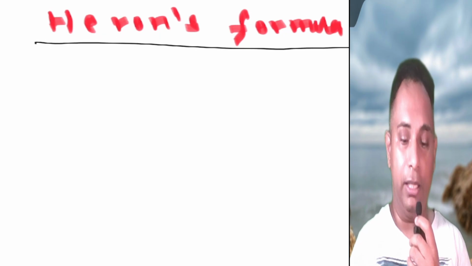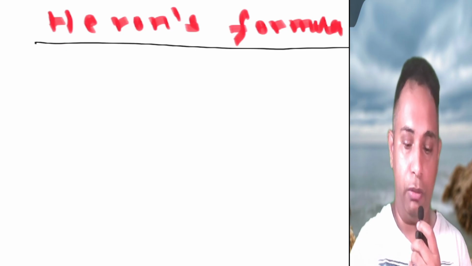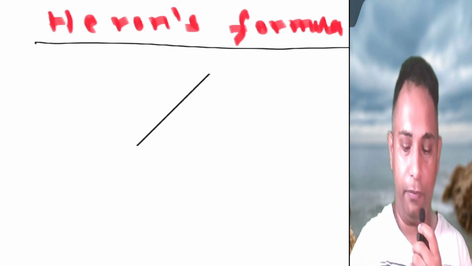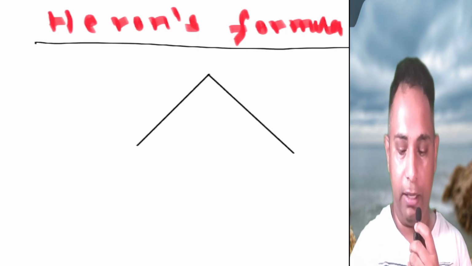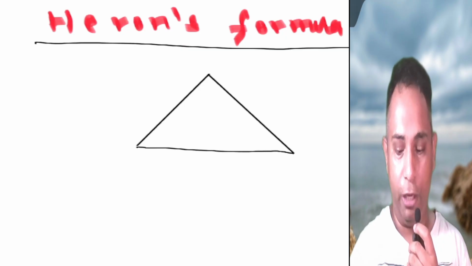Earlier, we have learned that we need to find out the area of a triangle. Basically, this is a method by which we are calculating the area of a triangle. This formula was derived by a mathematician named Heron.